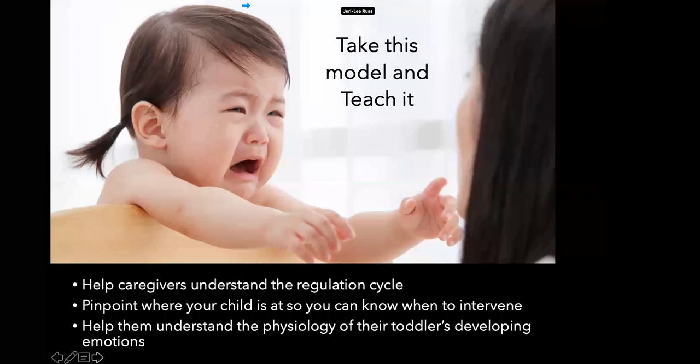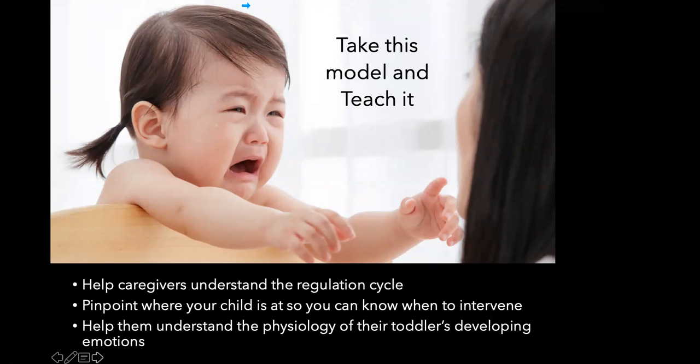So we learned a lot about trauma and how we can understand these principles and apply it to the work we do with our birth to 3 families. My request for you guys is that you take this model and you teach it. Help caregivers understand the regulation cycle. Help caregivers learn to pinpoint where their child is at so that you can learn when to intervene. And help caregivers understand the physiology of their toddler's developing emotions, because there's a lot to work through when we're talking about trauma in young children.